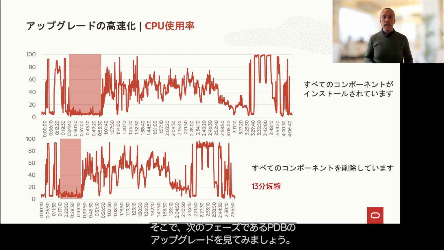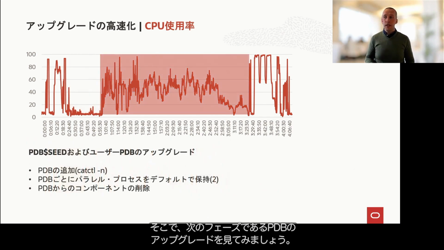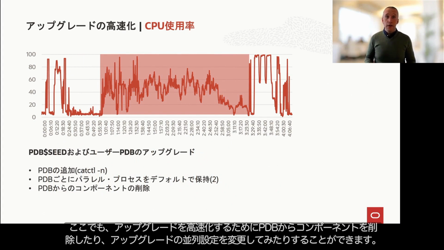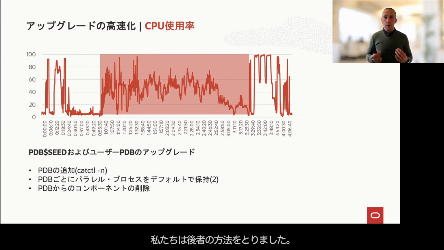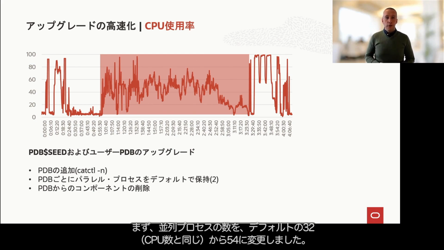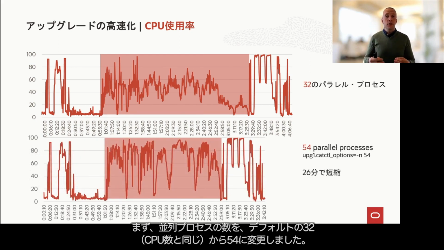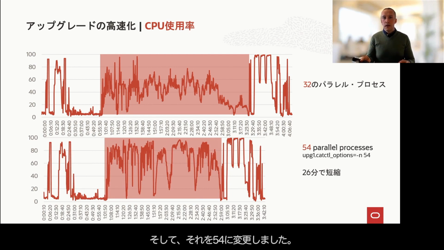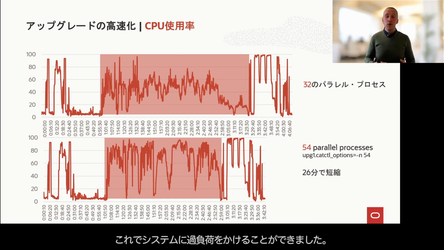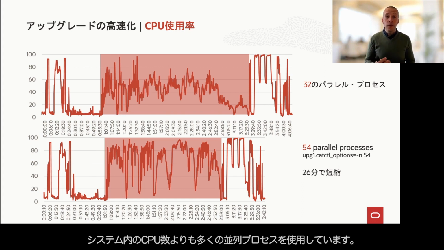So we looked at the next phase, which is upgrade of the PDBs. Again, here you could remove components from the PDBs. That should speed up the upgrade, or you can try to play with the parallel settings of the upgrade. And we did the latter. First, we changed the number of parallel processors from the default of 32, which equals the CPU count, to 54. So we are now overloading the system. We are using more parallel processors than we have CPUs in the system.